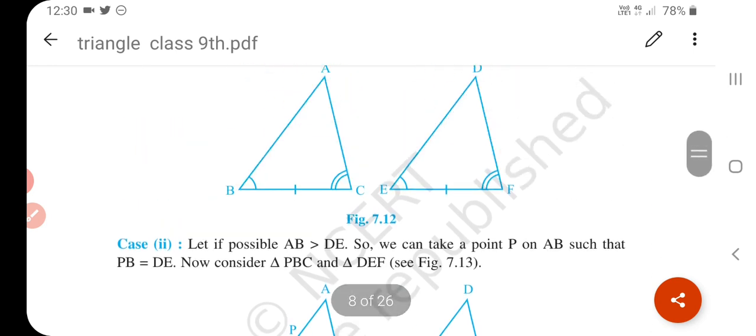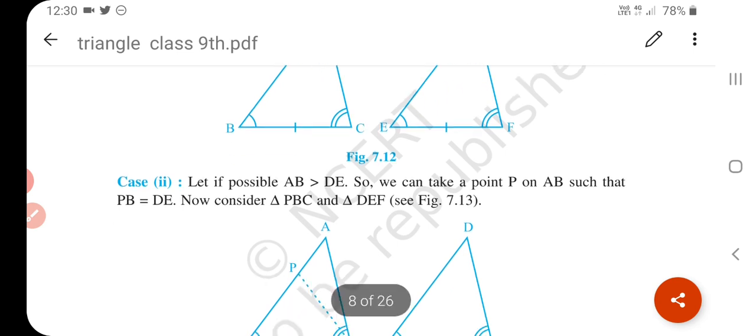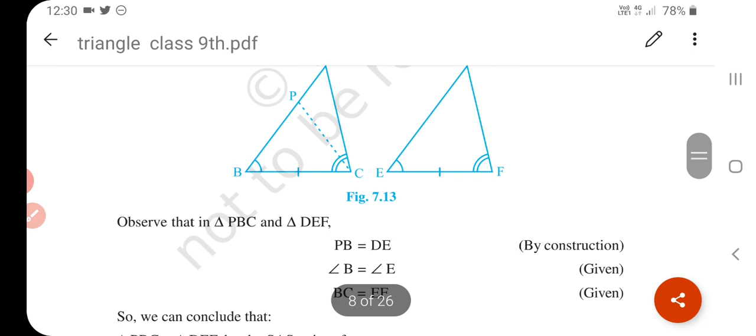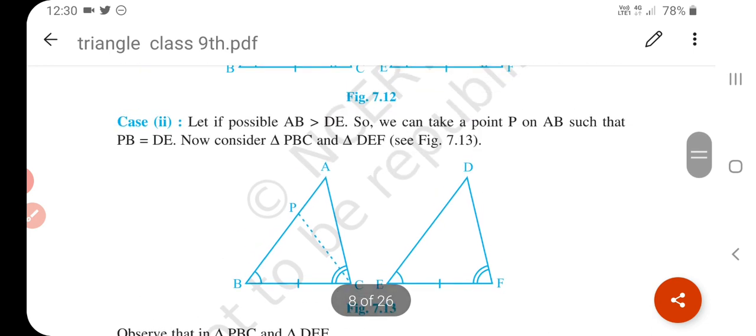So it is congruent to each other. Yes, it's congruent because of angle side angle: two angles and the corresponding side are equal, so we can say the two triangles are congruent to each other. Understand? And when we want to prove it, we can easily prove it. Or you can prove it this way also.